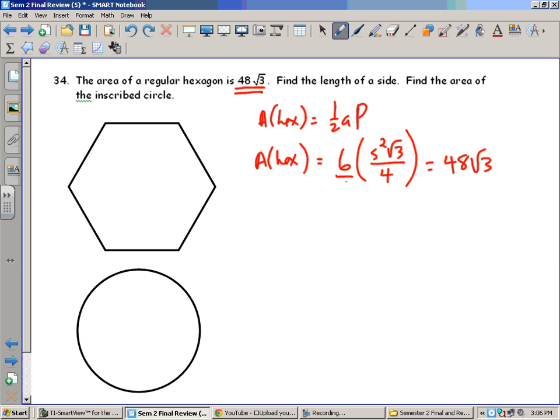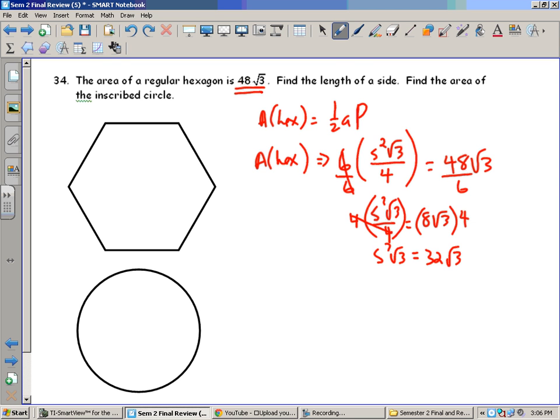So I can divide both sides by 6, basically getting side squared root 3 over 4 equals 8 root 3. I could times by 4. This gives me side squared root 3 equals 32 root 3. I could divide by root 3. Side squared ends up being 32. So then when I square root this, I see that 16 comes out 2 times. So the side length is actually going to be 4 root 2.